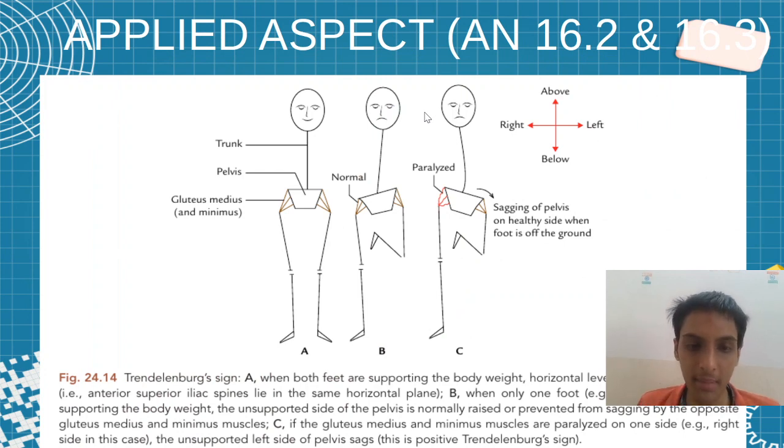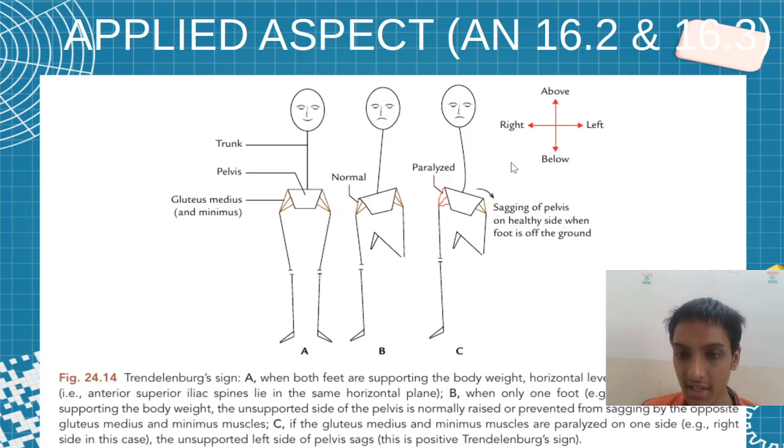Now the very important Trendelenburg sign. So we can see this very clearly in the figure. So this is a normal pelvis with the gluteal muscles, medius and minimus. This is the normal movement, okay?